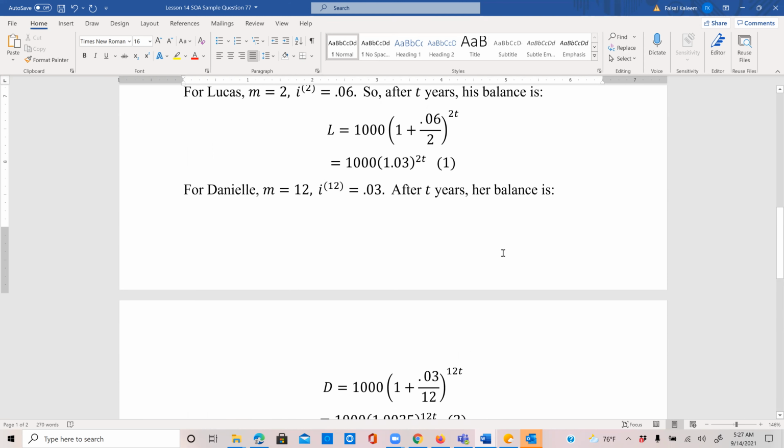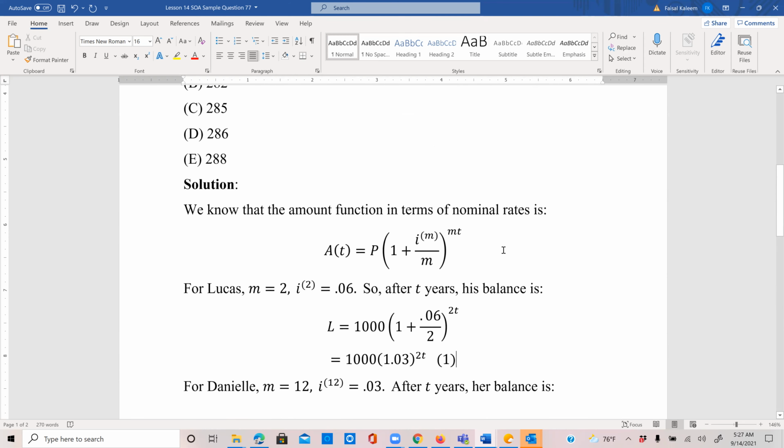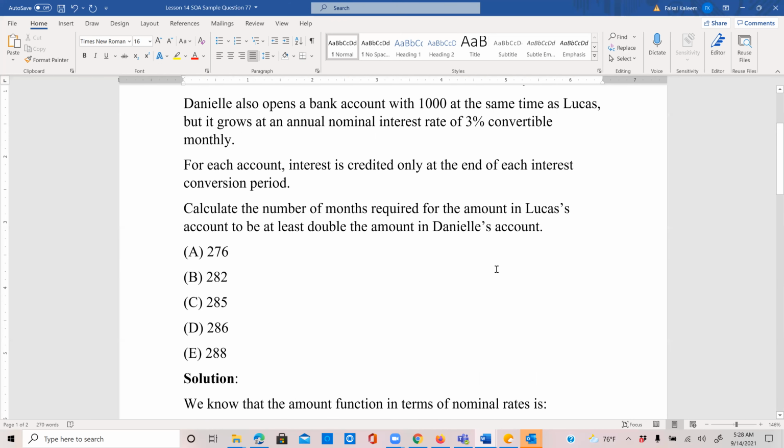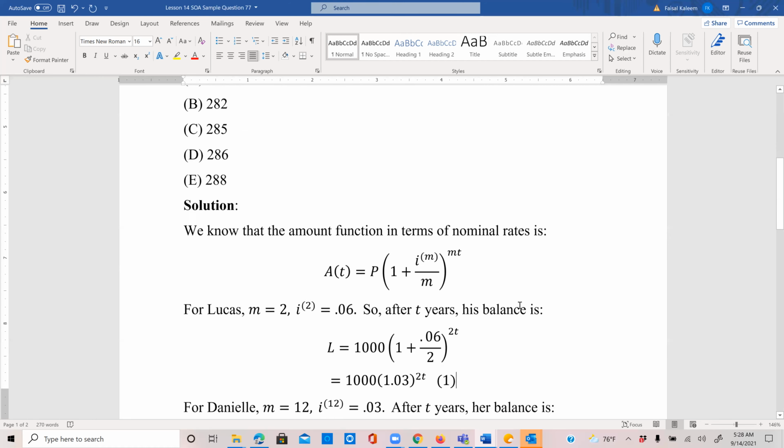And now we're looking for Lucas's amount to be at least double Danielle's amount. So they start the same. Lucas obviously has a better interest rate, so his amount is growing faster. At some point, it's going to be double Danielle's amount, and we have to find the number of months in which it happens.